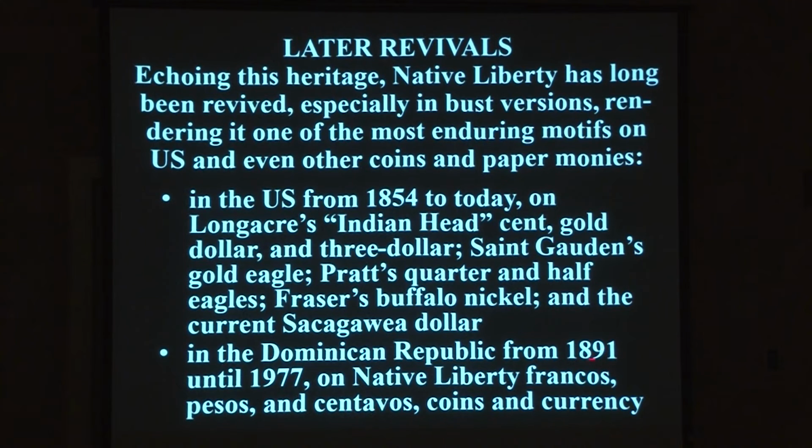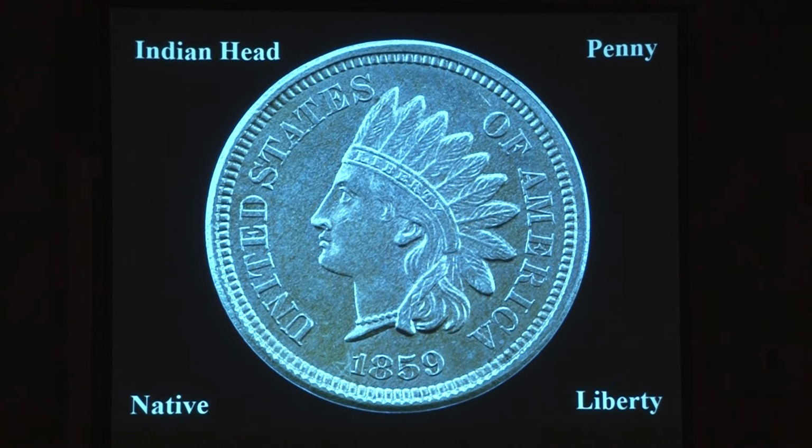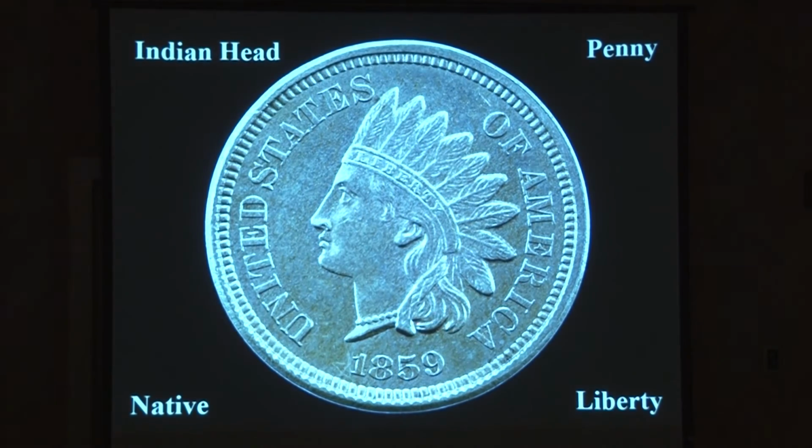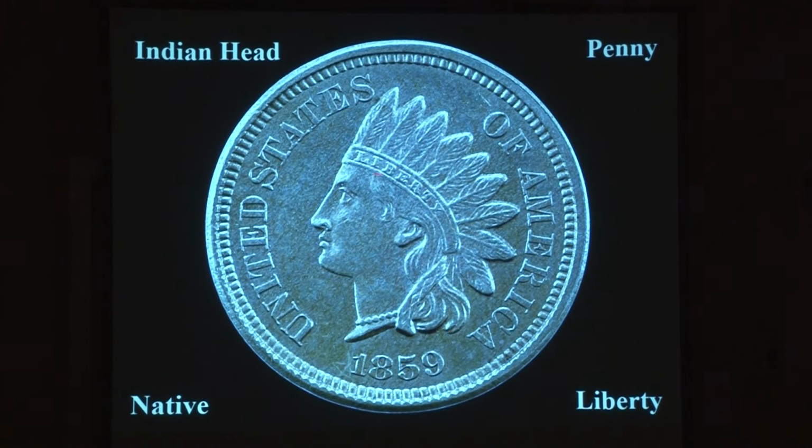And even in the Dominican Republic from 1891 to 1977, we find this figure on native liberty francos, pesos, and centavos, coins and currency. So here is a U.S. Indian head penny from 1859, the initial year of release. She is Native American from her headdress. She is liberty from her headband, and she represents the United States of America.